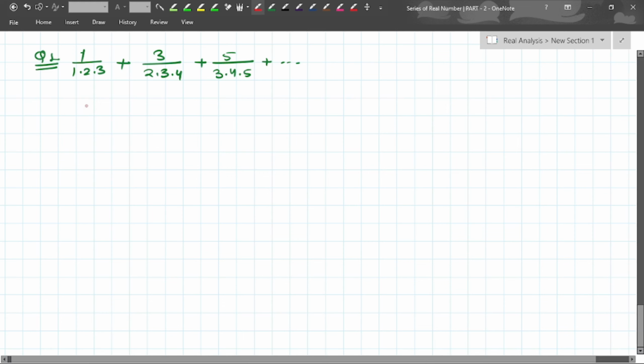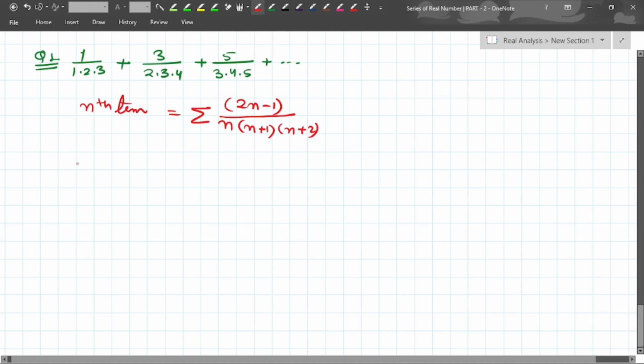So what is the meaning of this? First write the nth term. It means, what is my series? It is 2n minus 1 divided by n into n plus 1, n plus 2. Just see here, n is equal to 1, then it is 1. If n is equal to 2, then it is 3, so 4 minus 1 is 3. So this is my series.